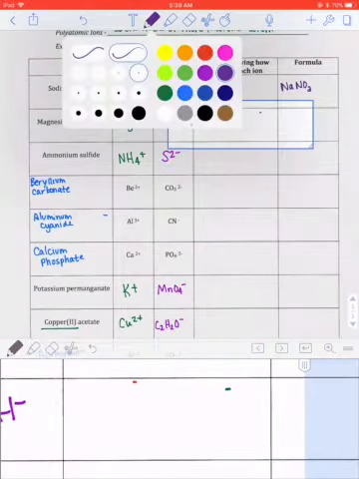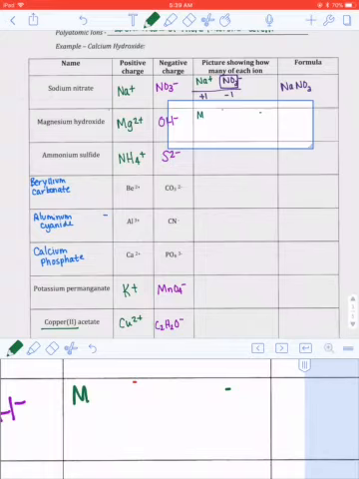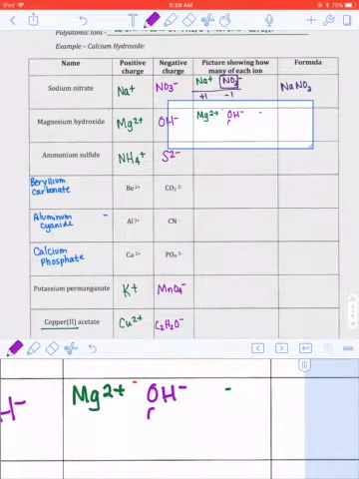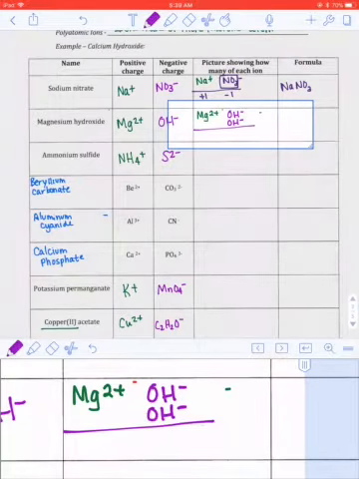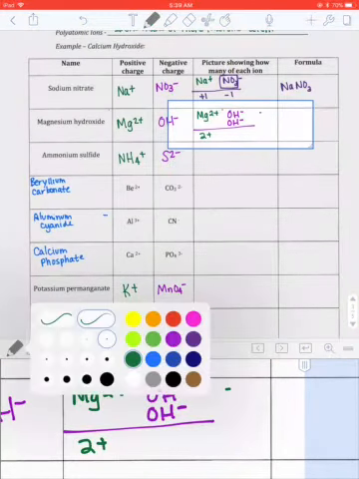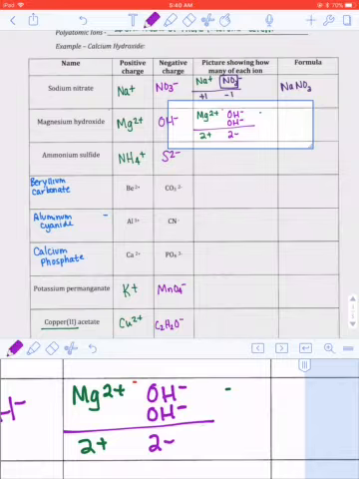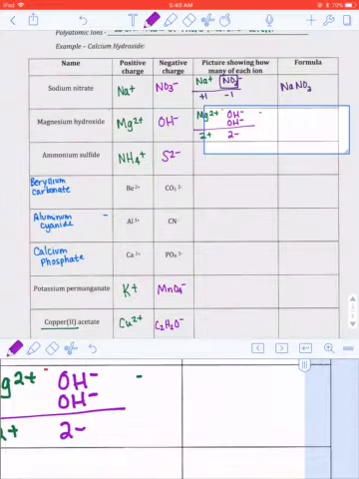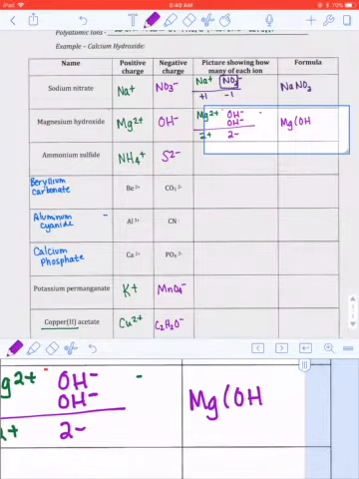In this case, I will need to put parentheses. So I have Mg2+. And for my OH, I have OH -1, OH -1. So now I have 2 positives, and I have 2 negatives. But to write my formula correctly, I have to write Mg, and then since I have 2 of my polyatomic ions, I have to write (OH)2.